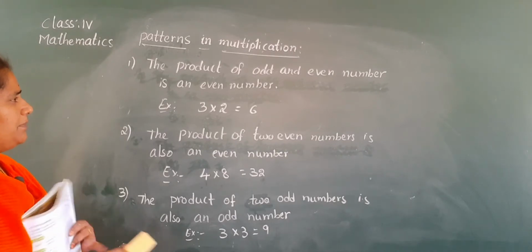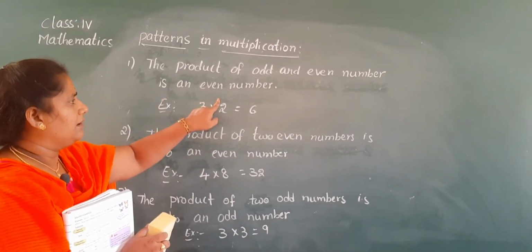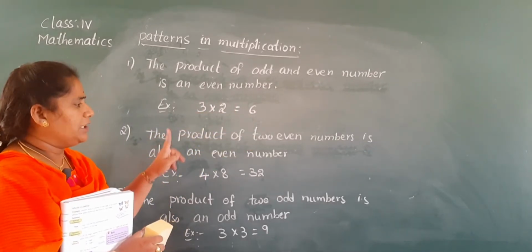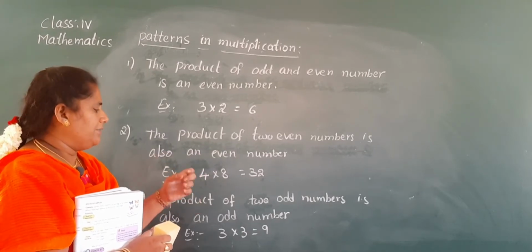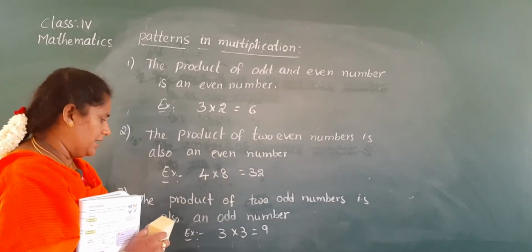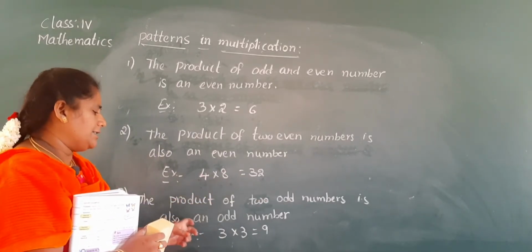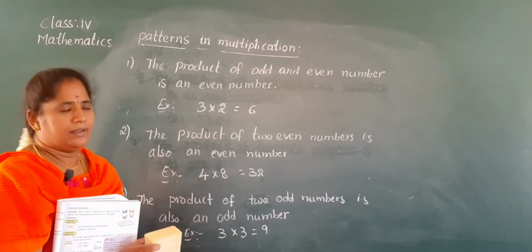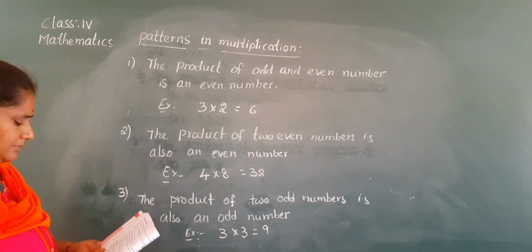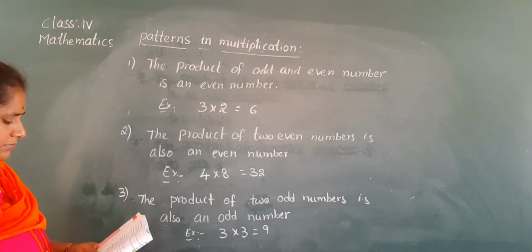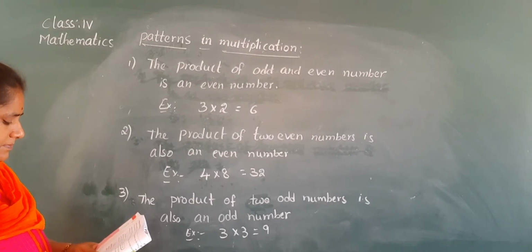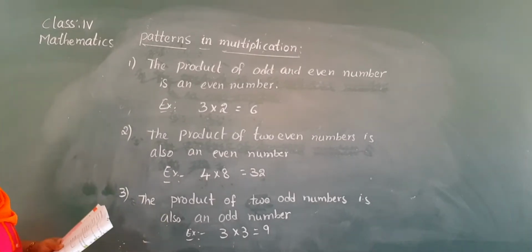Okay ma? So the product of an odd and even number is an even number. Say the odd number is 3, the even number is 2. Their product is an even number. And the product of two even numbers is also an even number. We'll take the two even numbers, 4 into 8. 4 8s are 32, also an even number. The product of two odd numbers is also an odd number. 3 3s are 9. And next point. Note down in your classwork, ma.